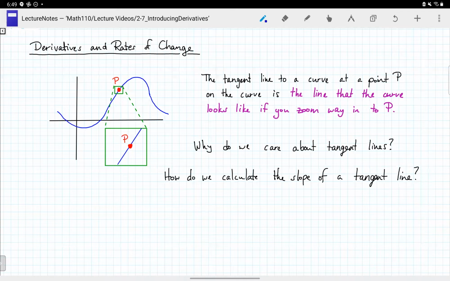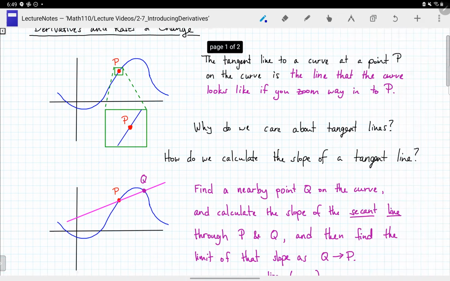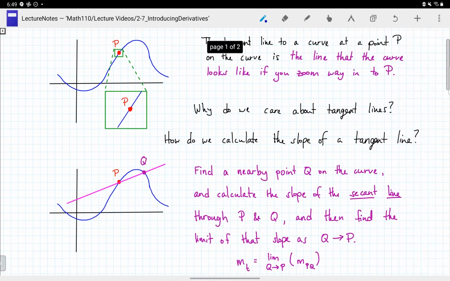Okay, so how are we going to calculate the slope of a tangent line? We talked about this a little bit in section 2.1, which was a motivation for us talking about limits. The idea is that we are going to find some nearby point Q on the curve, and we're going to calculate the slope of a secant line through P and Q. A secant line is just a line that cuts across 2 points on the curve. So it's going to be a line that goes through points P and Q, where P and Q are both on the curve. Calculate the slope of that secant line.